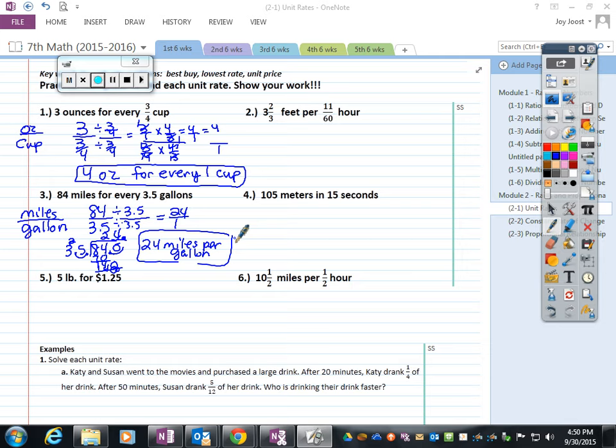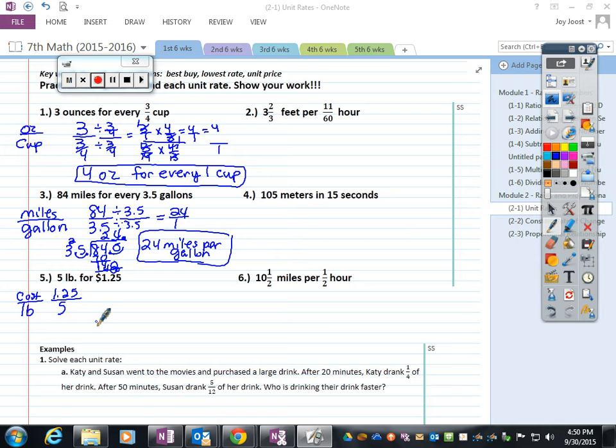So that's our unit rate. Let's try one more. We have 5 pounds for $1.25. So we are going to try to figure out the cost per pound. So remember, we want to write it out in words first. Cost per pound. So our numerator will be our cost, which is $1.25. And our denominator will be pounds, which is 5 pounds.